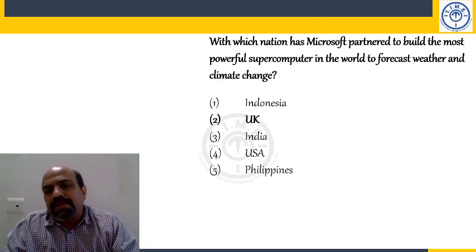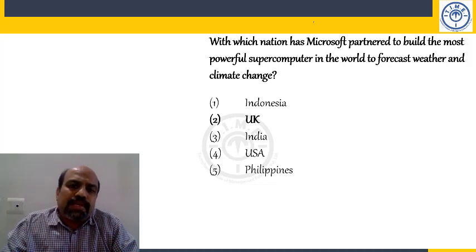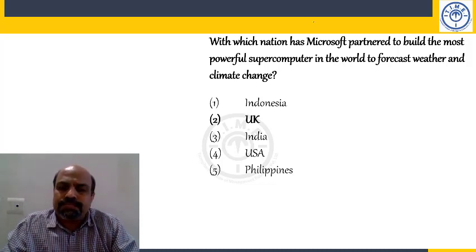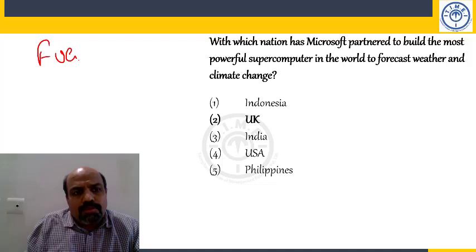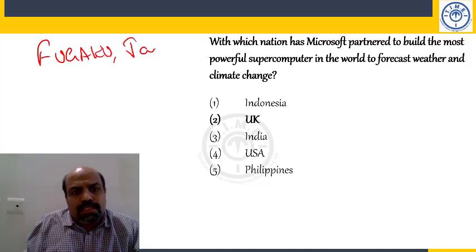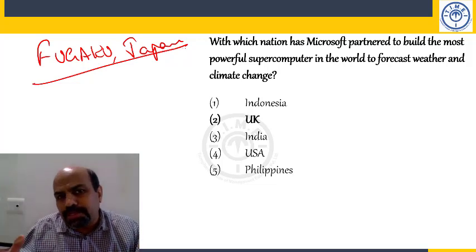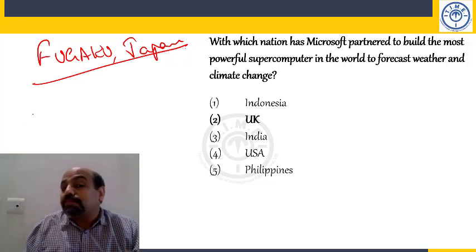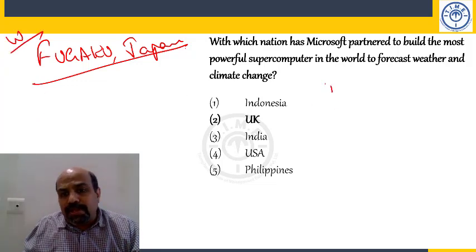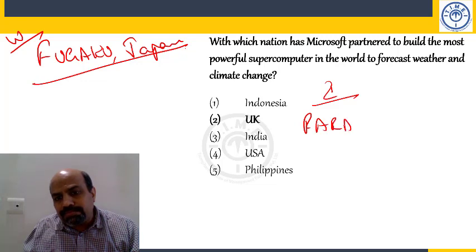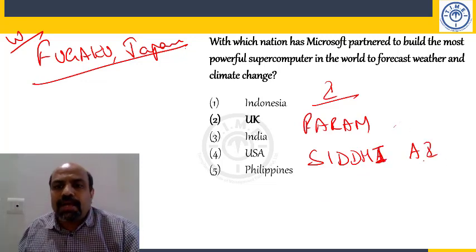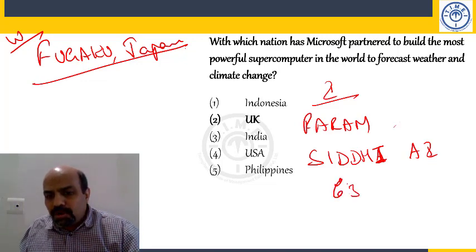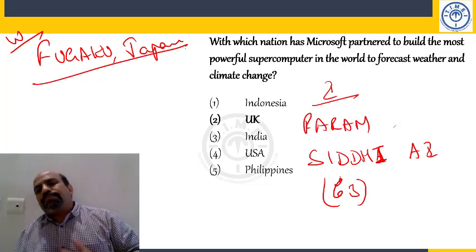With which nation has Microsoft partnered to build the most powerful supercomputer in the world to forecast weather and climate changes? United Kingdom. As of now, the world's fastest supercomputer, most powerful supercomputer in the world is Fugaku, Japan. This is the world's fastest supercomputer. And India's fastest supercomputer is Param Siddhi AI, Artificial Intelligence. Its global rank is 63. But it is India's fastest supercomputer.